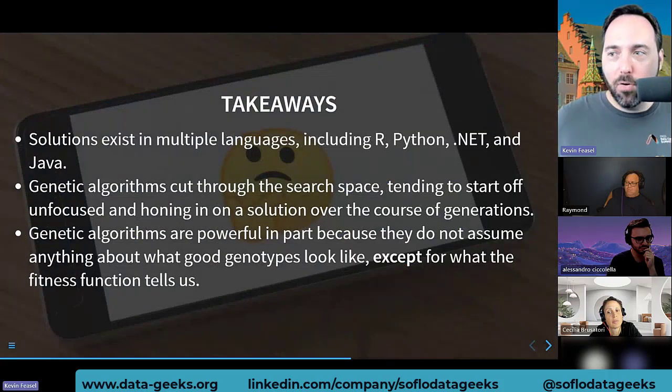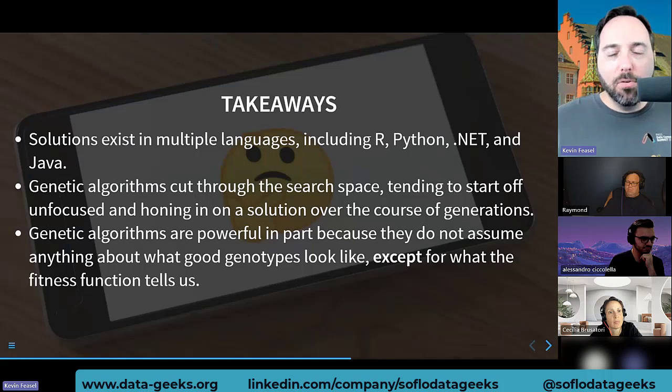All right, takeaways for genetic algorithms. I will say solutions exist in multiple languages. I showed you R. There are solutions in Python. There are solutions in .NET and Java. In .NET there's an older library. It's not so great anymore because it's abandoned, sadly.